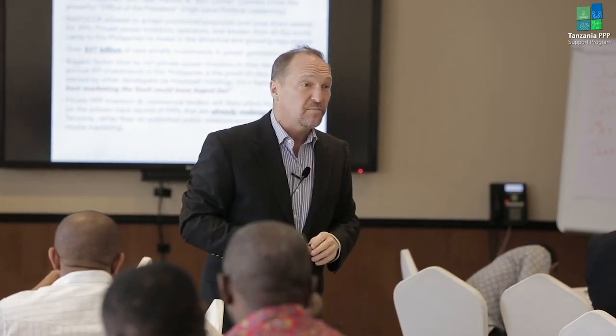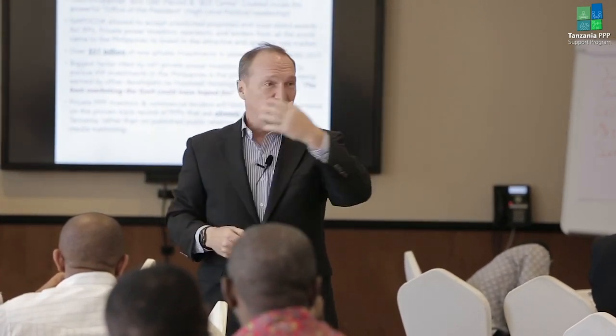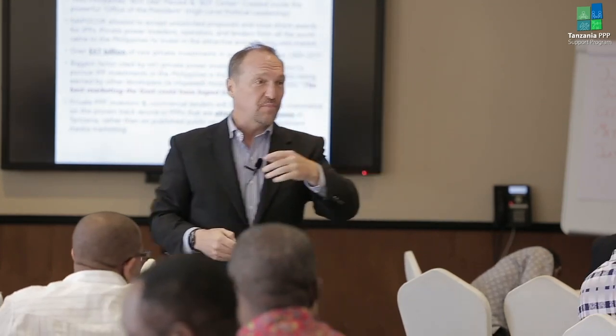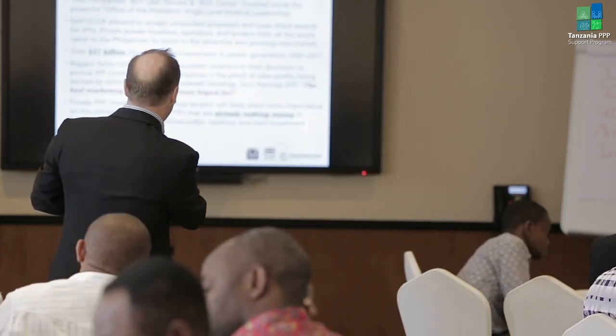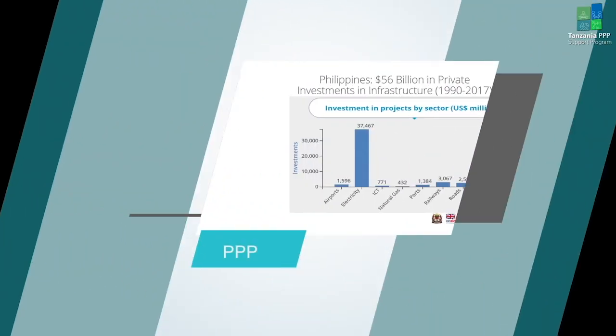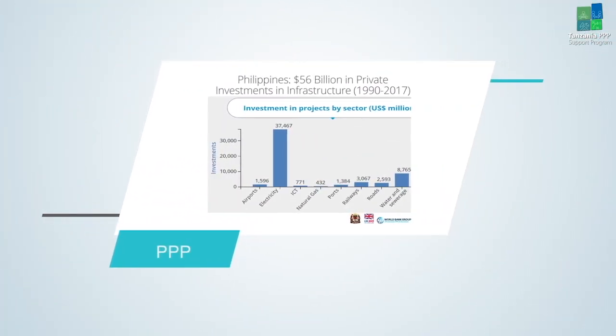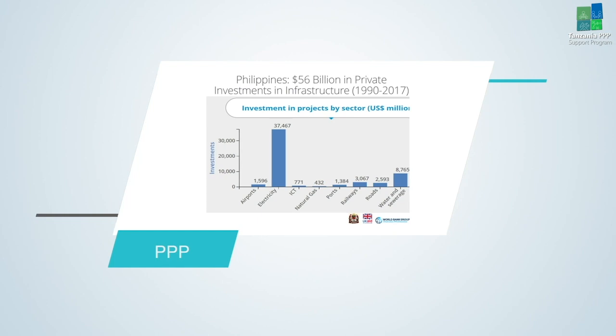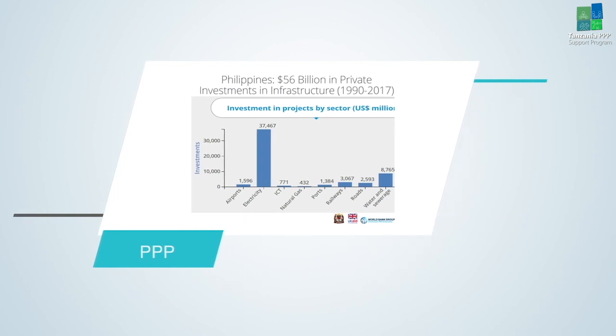And the investors showed up. You had private power developers from Europe, from North America, from Japan, all coming into the Philippines and providing, in this case, $37 billion of investment in the power generation sector alone. And a big reason for that, when you get that much investor interest, you get competition. When you get competition, what happens to prices? Yes, they come down.